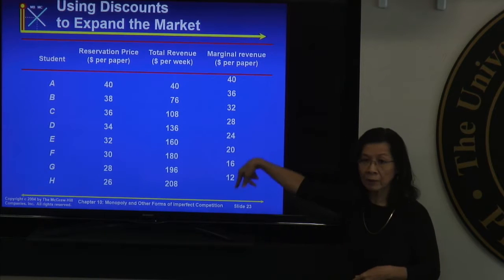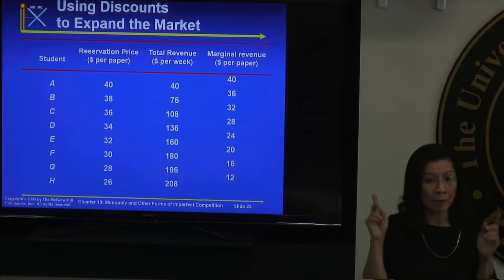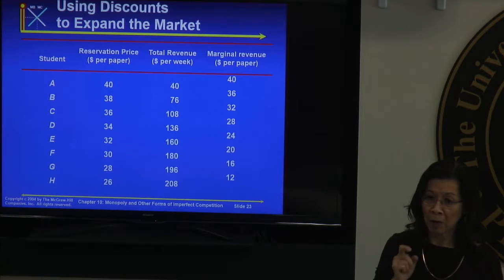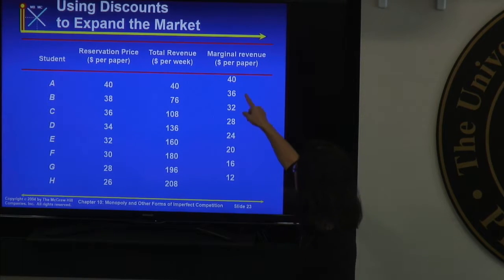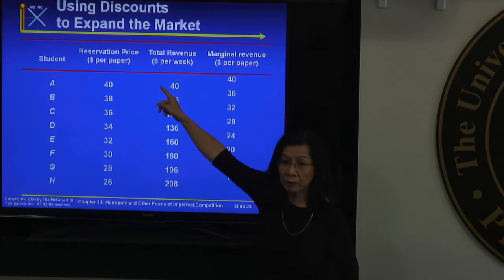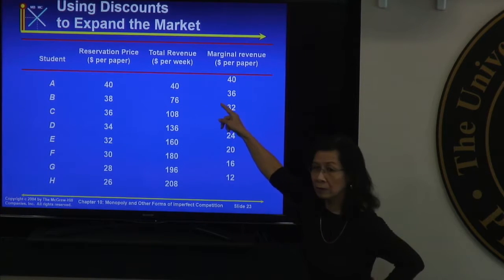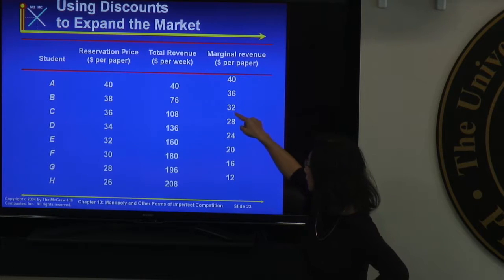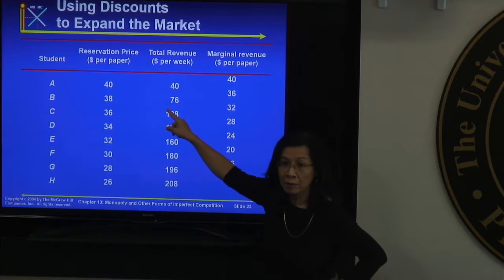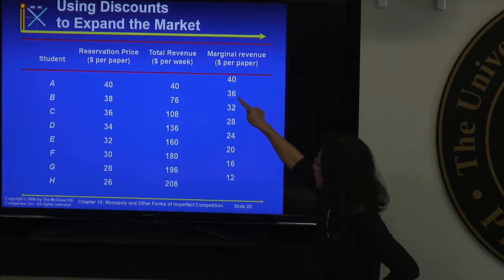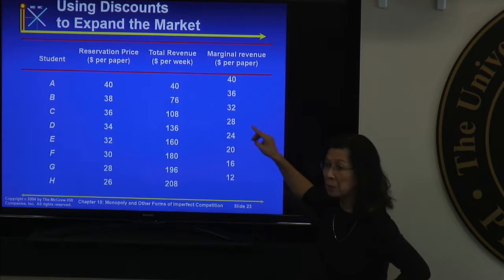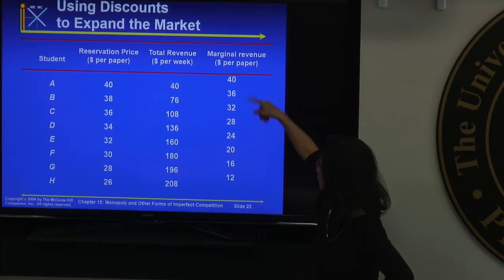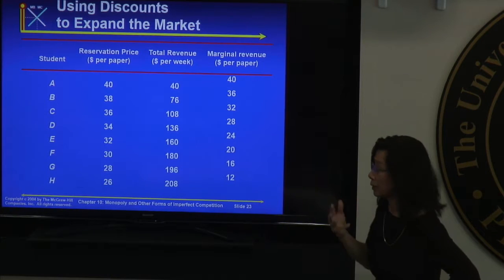Okay, next we calculate the marginal revenue. This class by now, you should be expert in calculating the marginal value. So how do we get 40? Because 40 minus 0 is 40. How do we get 36? 76 minus 40 is 36. How to get 32? 108 minus 76. So this is the first student, second student, third student. Remember, I use the word first, second, third. I'm not going to rewrite that equation because I've done it so many times.